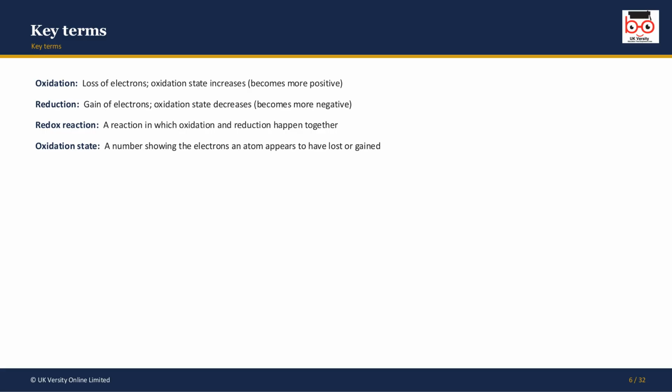A few terms to fix in place. Oxidation is the loss of electrons, and the oxidation state increases, becoming more positive. Reduction is the gain of electrons, and the oxidation state decreases, becoming more negative. A redox reaction is one where oxidation and reduction happen together. And an oxidation state is just a number showing how many electrons an atom appears to have lost or gained.